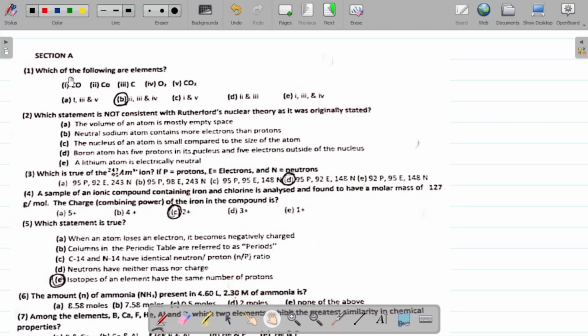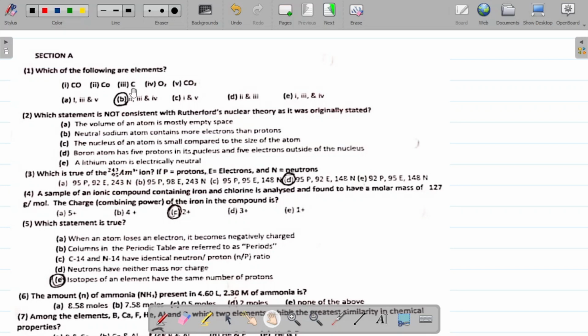Section A, one. Which of the following are elements? CO, IIC, small o, IIIC, IV, O2, V, CO2. So the first thing you have here is carbon monoxide, which is actually a compound, so that's not an element. C small o, what you have here is called cobalt, which is an element. So II is an element.